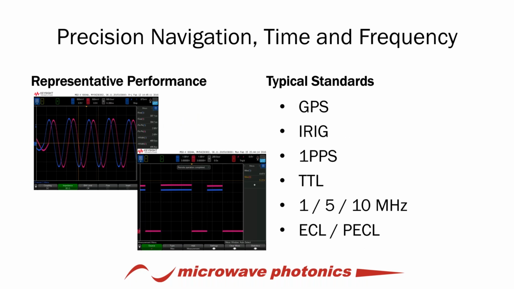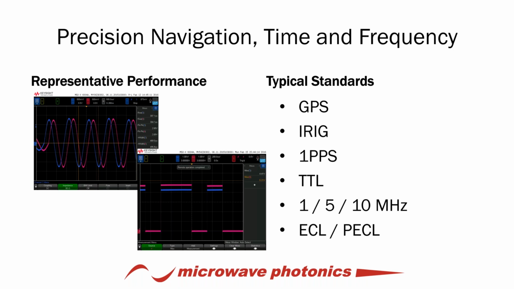Precision navigation is also another market segment. You'll see here on the left some representative performance. The top left would be a modulated IRIG signal. You'll see the two different traces are showing that the signal is being maintained. There's no corruption in the fidelity of that signal. However, it is time shifted a little bit, and that's accounting for many kilometers of fiber.